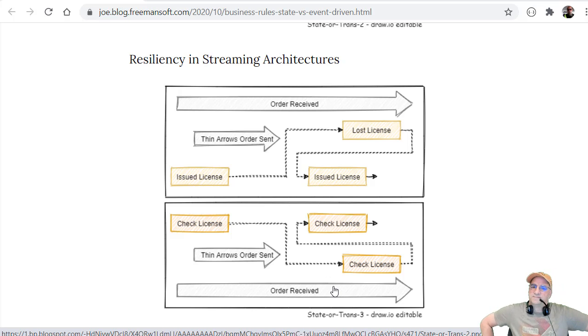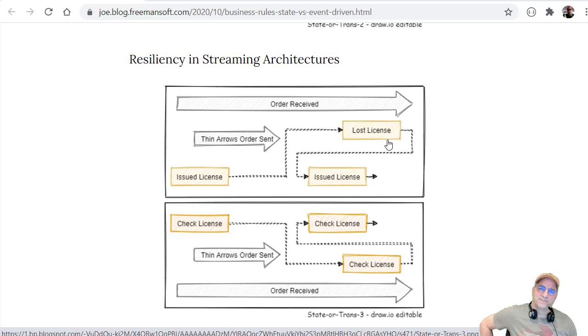Another thing that happens, and I couldn't figure out how to draw this, is resiliency in a streaming architecture. So if the dash lines represent the order the messages were sent, I issued a license, I lost a license, and I issued it. Or in this case, I checked a license, and I told them to check a license. It may be that you don't process these in order. This message might be delayed somehow. Because this one got processed, then this one, and this can happen all the time, and you have to watch for this. And to correct for it is kind of complicated, actually.